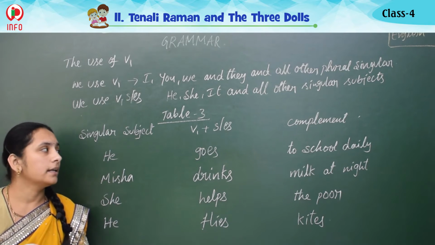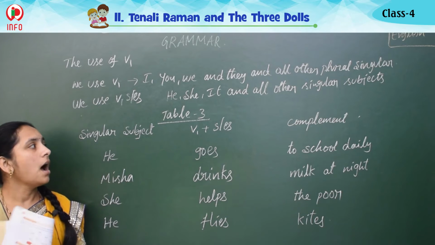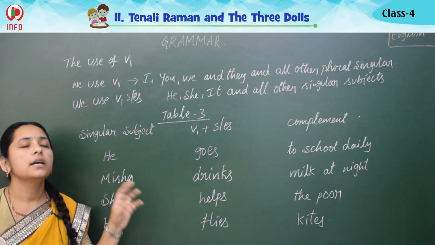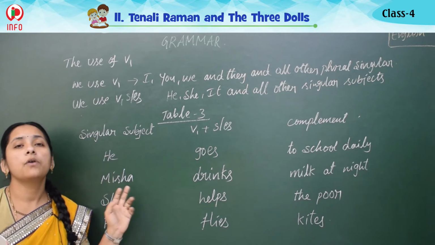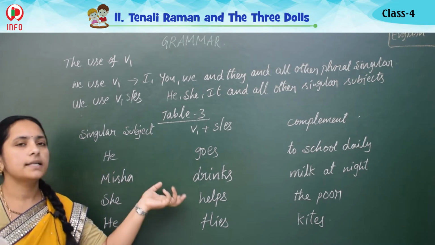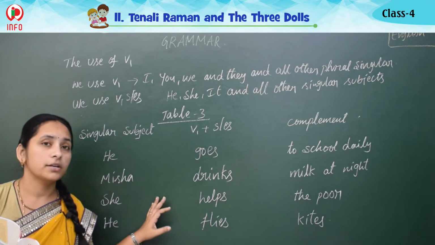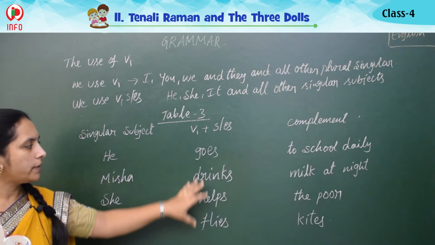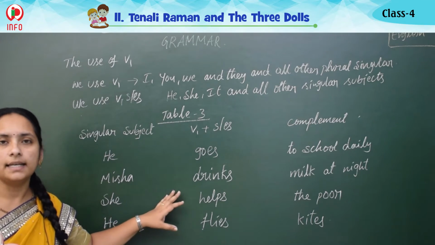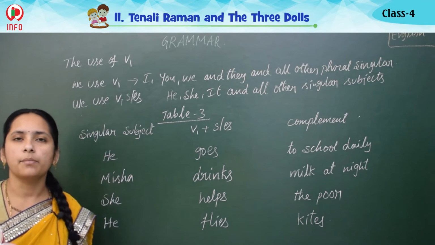So let's discuss how we get the V1 S/ES form. For which verbs do we get S or ES? How do we get it? What are those verbs? We can see that. So let's see that one. I think all of you understood this one. So for which verbs we get S, and for which verbs we get ES, we can find some of the verbs.